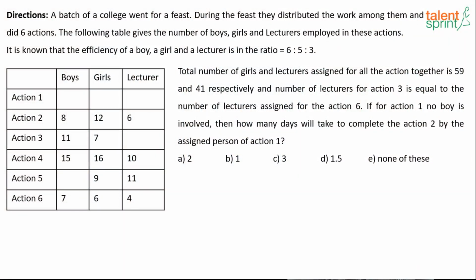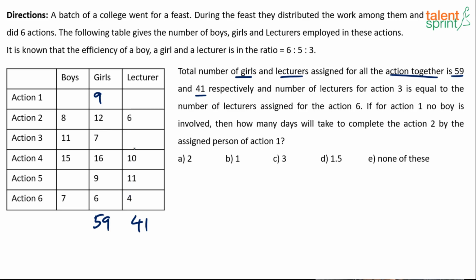See what it says. Total number of girls and lecturers assigned for all the actions together is 59 and 41 respectively. So total of all the girls is 59 and total of all the lecturers is 41. Now can you find out the missing girls and missing lecturers here? Let's try. 12 plus 7, 19, 19 plus 16 is 35, 35 plus 9 is 44, 44 plus 6 is 50. If this is 50, then this should be 9, so that total becomes 59. You getting it? Again, you can check 21, 28, 44, then this is 53 and 6, 59, yeah?